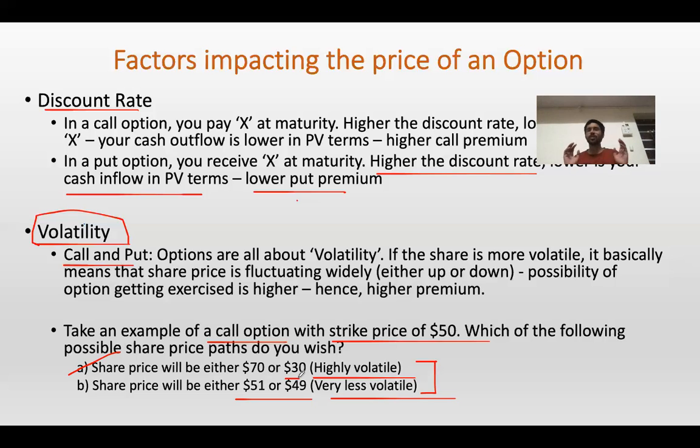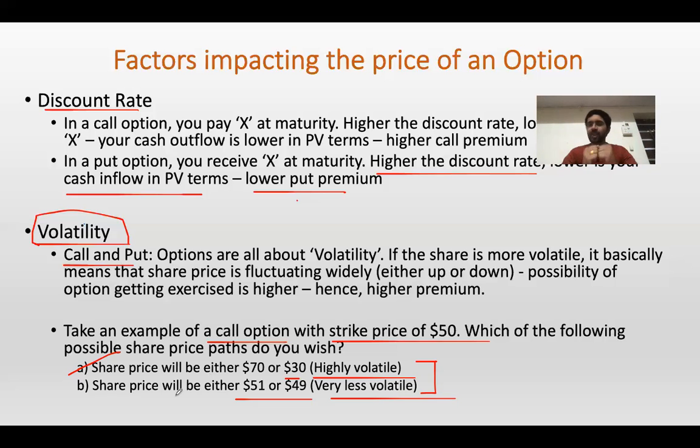So if I look at it, you as a call option holder have a possibility of a payoff in scenario 1, which can be either 20 or 0. And in the second scenario, you have a possibility of it either being 51 or 49, which means the payoff can either be 1 or 0. The first scenario you have a payoff of 20 or 0. Second scenario you have a payoff of 1 or 0.